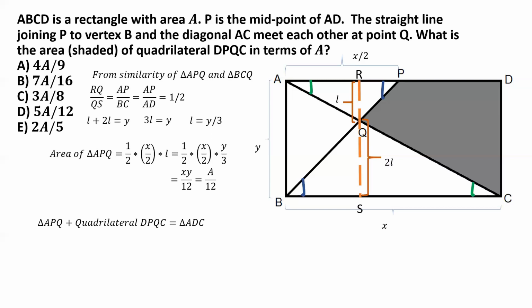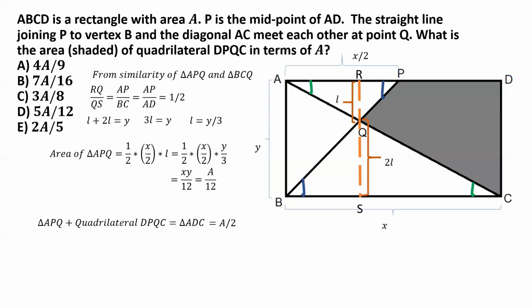So if we combine the area of triangle APQ and the quadrilateral DPQC, that's the shaded area that we have been asked to find, if we add those two areas up, we basically get the area of triangle ADC. But what is triangle ADC? Well, its area should be half the area of the rectangle, because we know that a diagonal AC cuts the rectangle into two triangles of equal areas. So each of those triangles should have an area half that of the rectangle. So we can write the area of triangle ADC as A by 2.